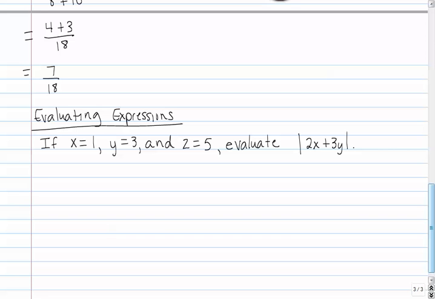Okay. All right, let's work it out. If you put 1 in place of x and 3 in place of y, you would have the absolute value of 2 times 1 plus 3 times 3. You substitute in. Now we're going to work out what's inside the absolute value first. 2 times 1, do the multiplication first. 2 times 1 is 2, plus 3 times 3 is 9.